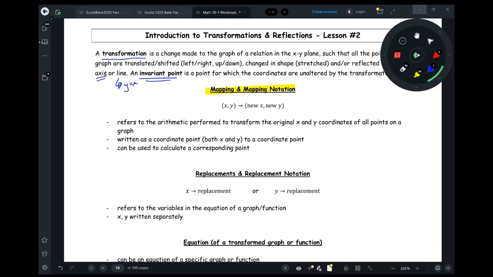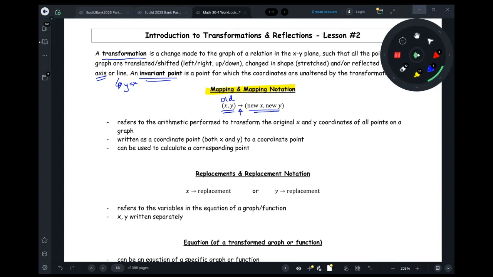With the mapping notation, what we're saying is this x and y, which represents the old relation that we're looking at, is going to become a new set of x and y coordinates. This little arrow shows that we're going from the old to the new. What you're seeing inside that new x and new y is what we're doing to the old one to make the new function. We want you to use this as part of your communication. Communication is very, very important, and being clear in your communication is really important.